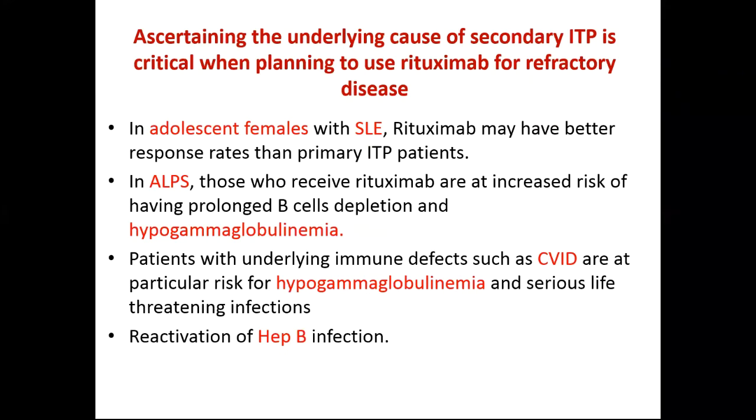Like I already told, it is preferred in patients with SLE or with Evans syndrome, but in ALPS patients and in patients with CVID, rituximab should be avoided because it causes hypogammaglobulinemia and serious life-threatening infections. It also leads to reactivation of hepatitis B virus infection.